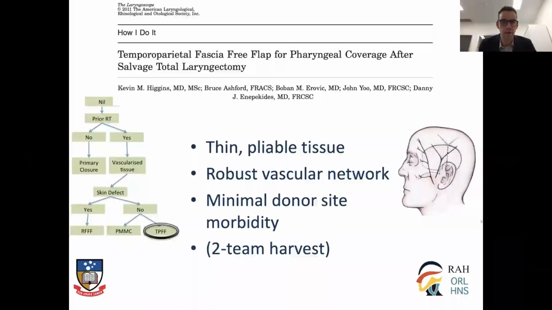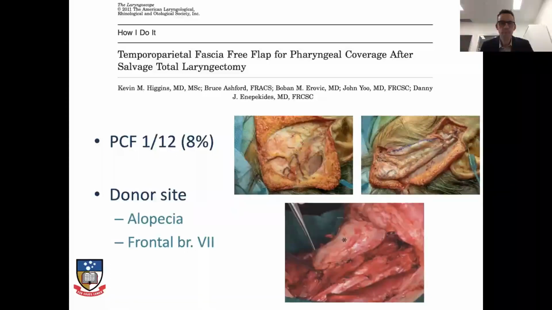And again, nice how I do it article from the group in Toronto that describes what is really an excellent flap for this particular purpose. These are some intraoperative photos of one of our cases, and then the bottom one from the article as mentioned. But you can see the large area of fascia that can be harvested. The vessels, as we can see on this right photo here, can sometimes be really quite large. The donor site morbidity really is pretty minimal as long as you avoid the frontal branch of the facial nerve.